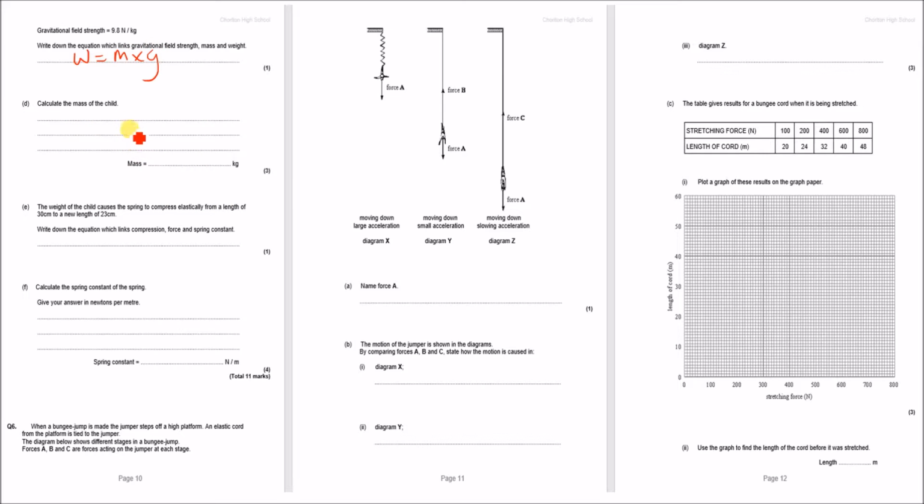Calculate the mass of the child. Well, we need to rearrange this equation. We know if W is equal to M times G, then if I need to move G, I can divide by G on both sides. G will cancel out, so therefore mass is equal to weight divided by G. That should be a G, by the way. Okay, so we can now use that equation.